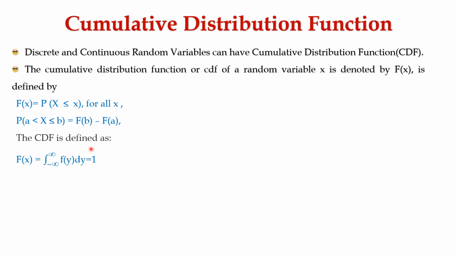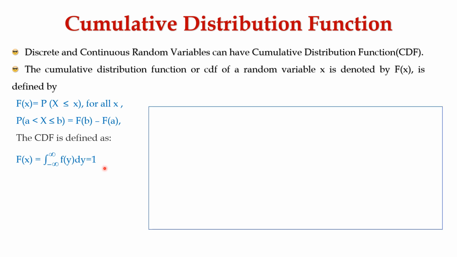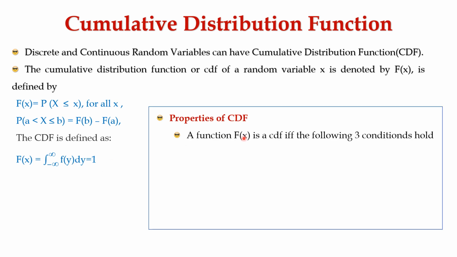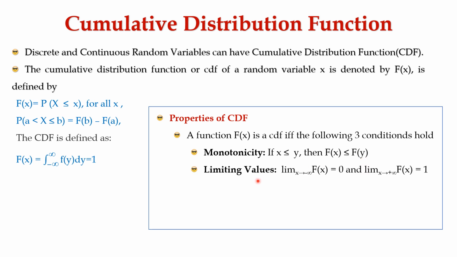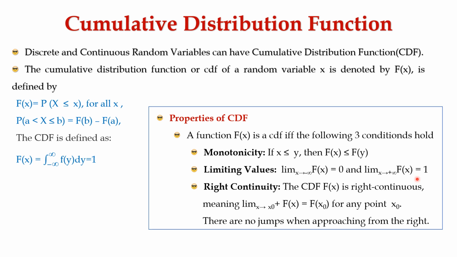The CDF is defined as F of x is equivalent to the integral from minus infinity to x of f of y dy. The properties of the CDF are: a function F of x is a CDF if and only if the following three conditions hold. First, monotonicity. If x is less than y, then F of x is less than or equal to F of y. Next, limiting values. The limit as x tends to minus infinity of F of x is equal to 0, and the limit as x tends to plus infinity of F of x is equal to 1.